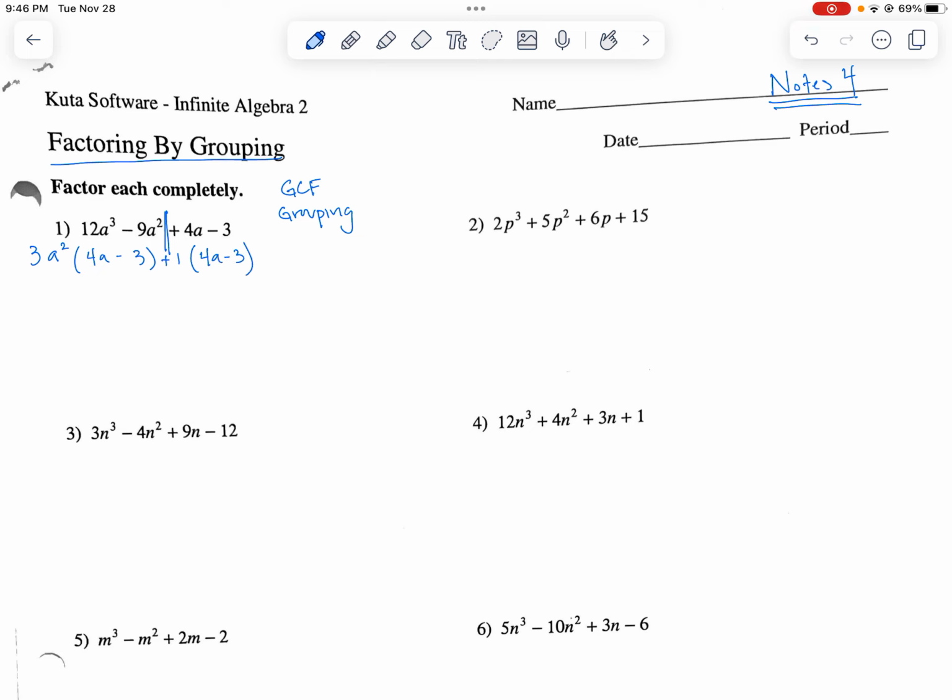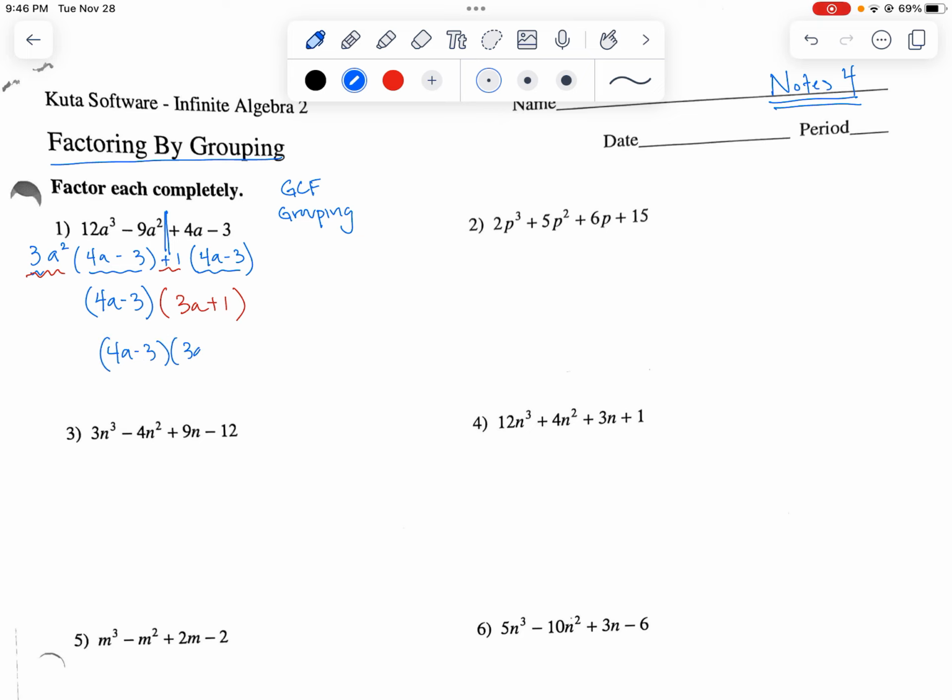This works out beautifully because when I have the same thing inside of the parentheses, I know that I've done this properly. And so I get 4a minus 3 as one factor. And then 3a, whatever's outside, becomes my second factor, 3a plus 1. And so that is the completely factored version of this, 4a minus 3 times 3a plus 1. Split it in half, greatest common factor both sides, and then group those terms that they have in common back together.